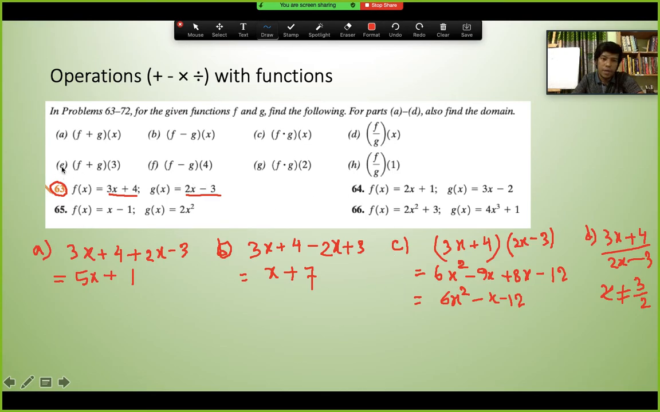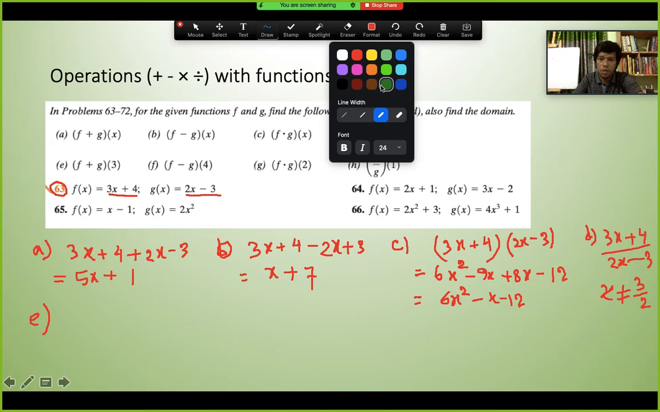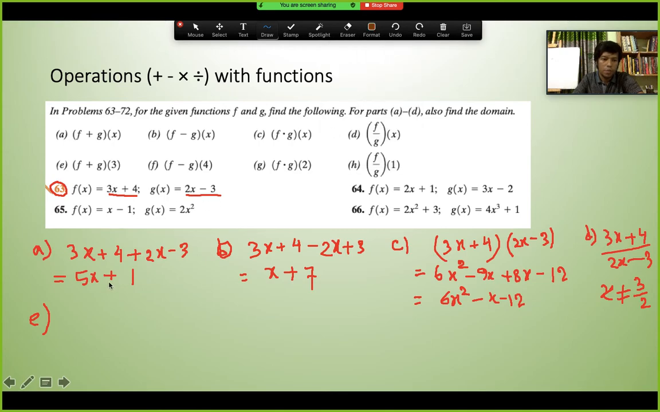Now for E number, f plus g of 3. So for E number, f plus g is this thing. We have to put 3 for this x. So if you put x equals 3, then what do you get? 3 into 5, that means 15. 15 plus 1, that means it is 16.